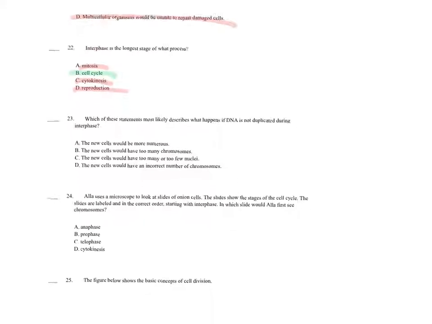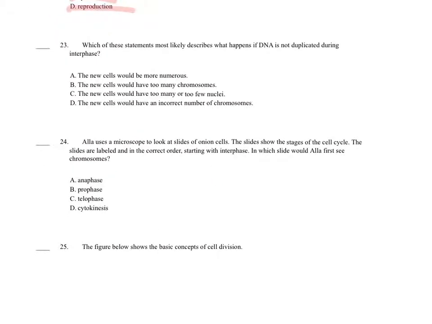Which of these statements most likely describes what happens in DNA if DNA is not duplicating during interphase? The new cells would be more numerous. The new cells would have too many chromosomes. Again, pay attention. DNA is not duplicated. So new cells would be numerous? That doesn't make any sense. New cells would have too many chromosomes? If you're not duplicating, you'd have too many chromosomes? That doesn't make sense. New cells would have too many or too few nuclei. Again, what? New cells would have an incorrect number of chromosomes. That would be correct. It's D.